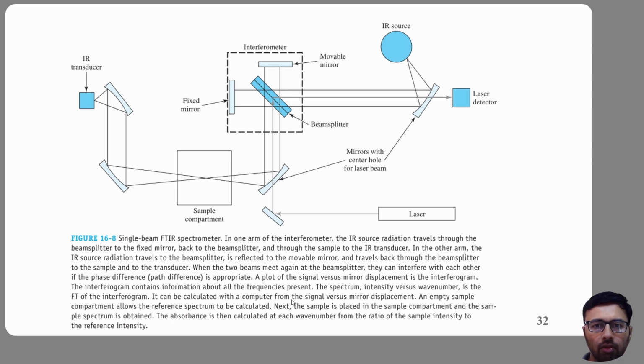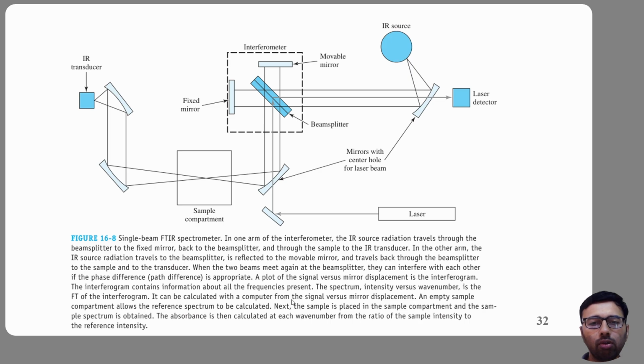But today, we are going to move one step closer to real laboratory instrumentation. We will examine how this interferometer is actually integrated into modern FTIR spectrometers. And we will compare two major instrument designs, single beam FTIR systems and double beam FTIR systems.